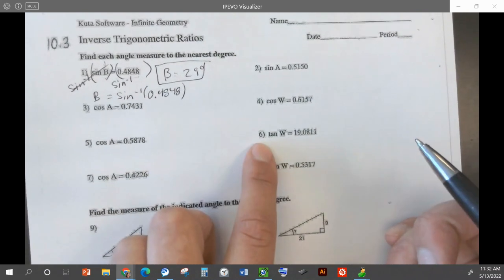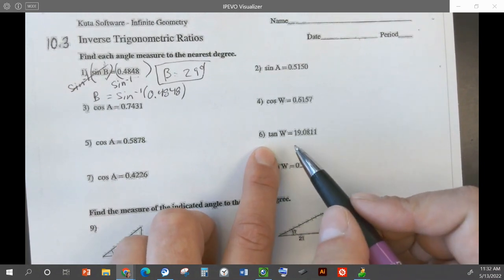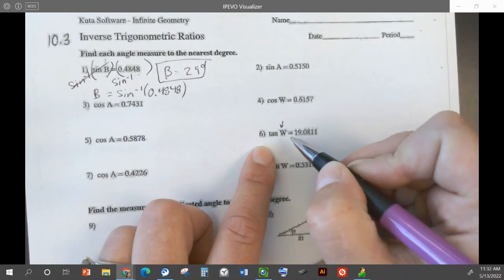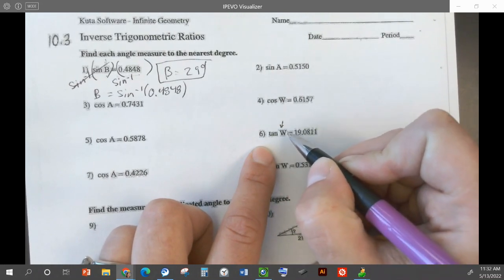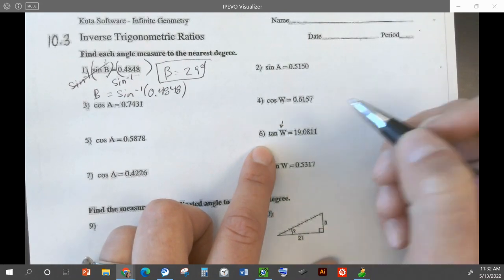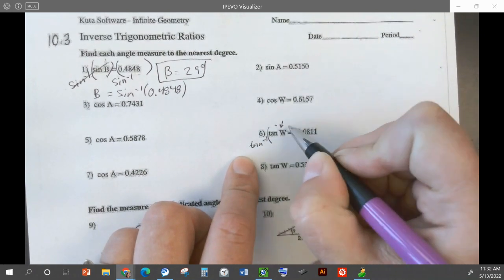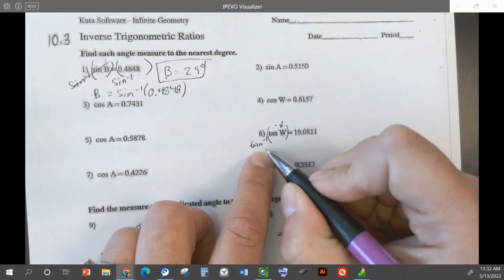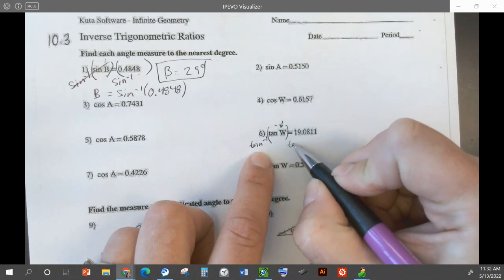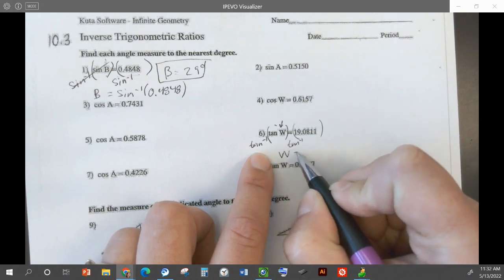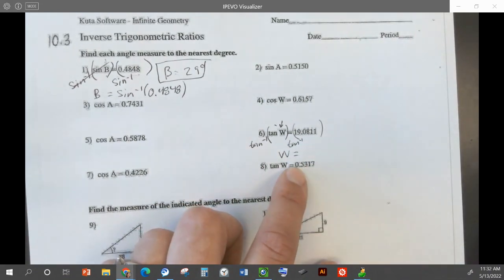Okay, let's do one more in this section just to make sure. Let's do 6 because it's tangent. Tangent sometimes seems trickier. So we're looking for the angle. We're looking for W. So all we have to do is tangent inverse, get rid of tangent on this side. And if we do that on one side, we have to do that on the other side. So tangent inverse of this number. And then our angle will be whatever this is, tangent inverse.